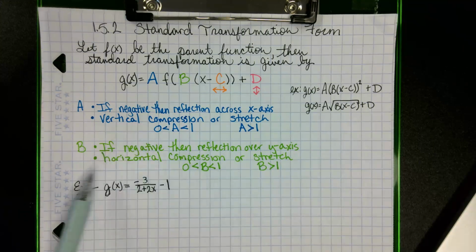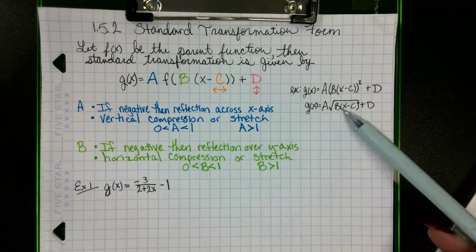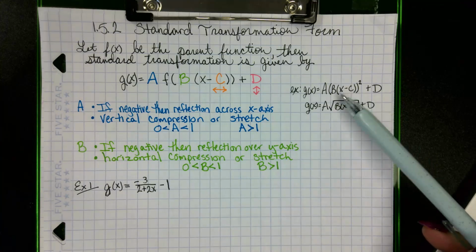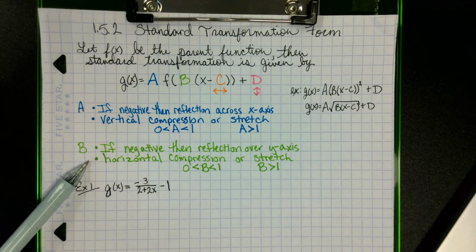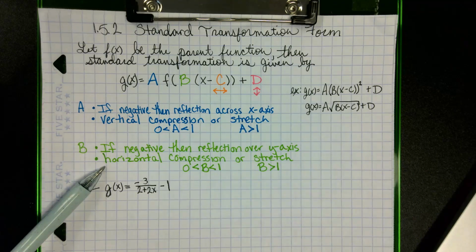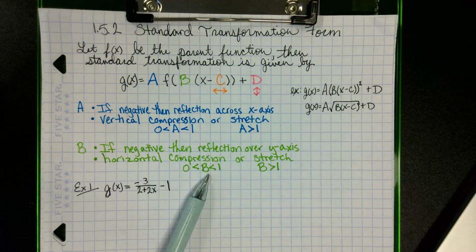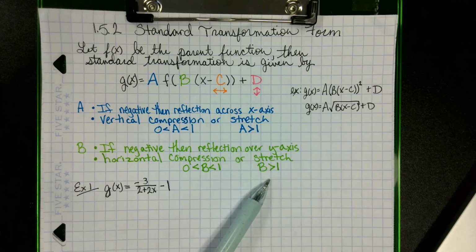And then the b value, so if you're inside the operation, so here inside the square root, or inside what's being squared, and there's a value there, the b value, that also controls two things. If it's negative, then you have a reflection over the y-axis. And then you also look at the value of b, separate from the negative. If b is between 0 and 1, then you have a horizontal compression. Or if b is greater than 1, then you have a horizontal stretch.